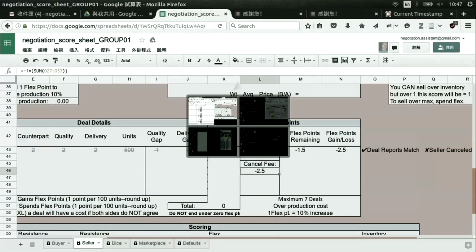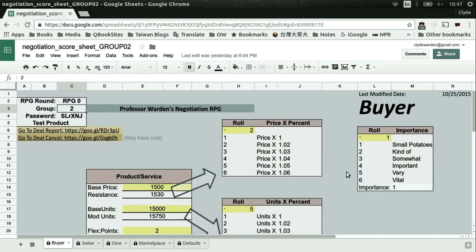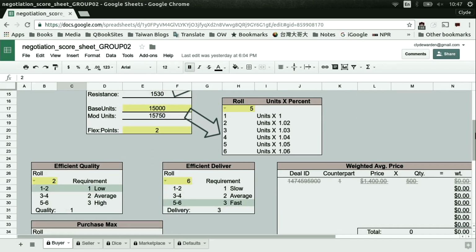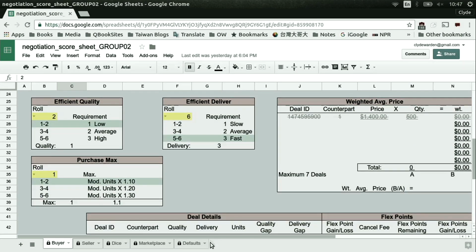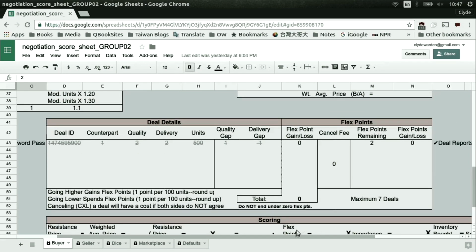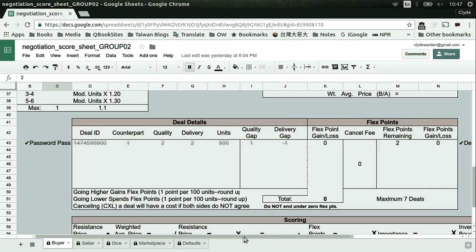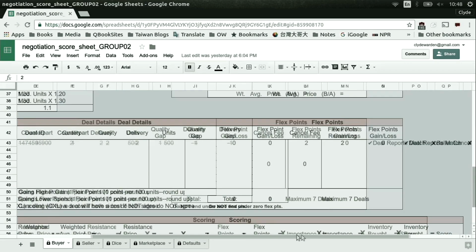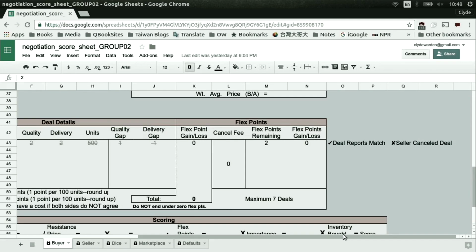Now let's look at the other side of this deal. This would be the buyer, group number 2. And we can come down, and again, here's their information, but now you can see it's canceled. So the weighted average, that's canceled there. And you can see down here, we have a canceled deal. Password pass, it was approved. The deal reports match. But then what happened? The seller canceled the deal.